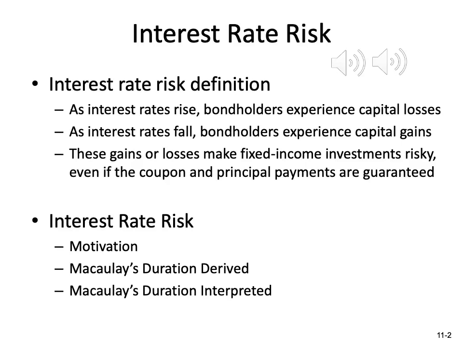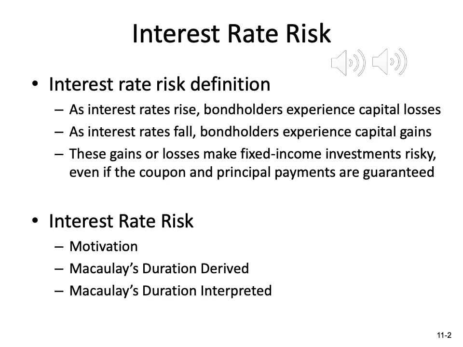If the interest rate goes up, the bond will experience capital loss because when the interest rate goes up, the price will go down. There is an inverse relationship between the price and the discount rate. When the discount rate or the interest rate goes down, the bondholder will experience capital gains because when the interest rate falls, the price will go up. You will have a capital gain. So the gains or the loss makes the fixed income investment very risky, even if the coupon and principal payments are guaranteed.